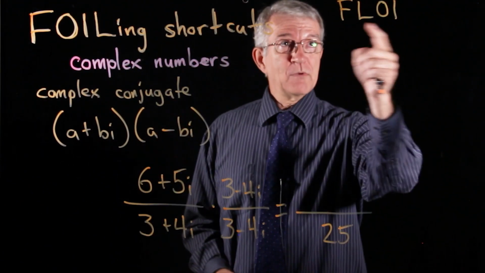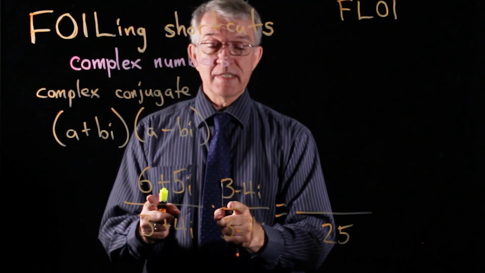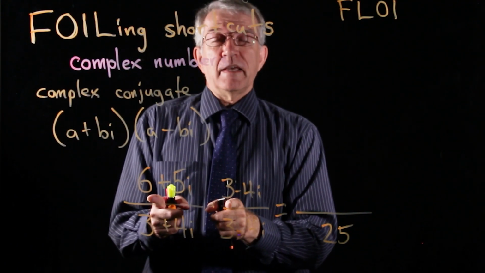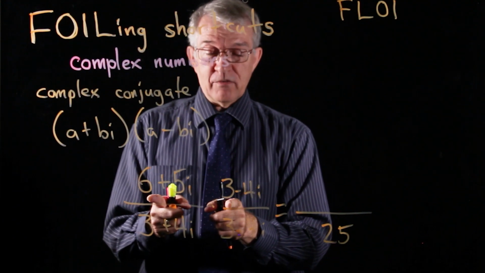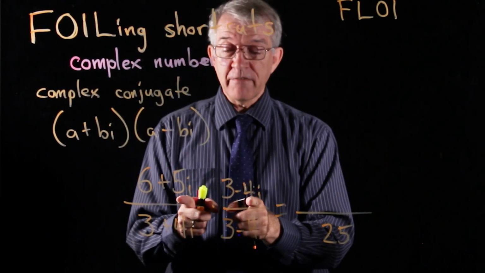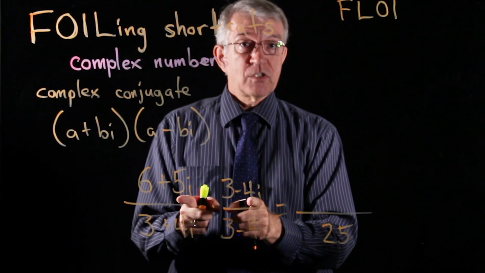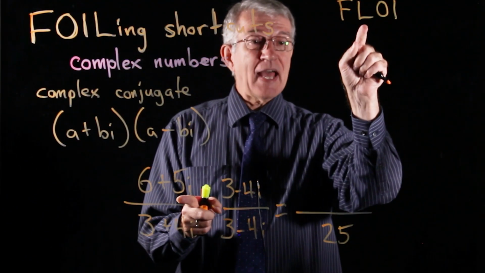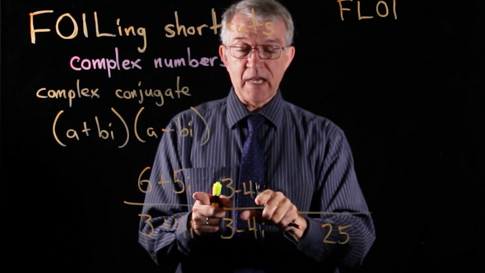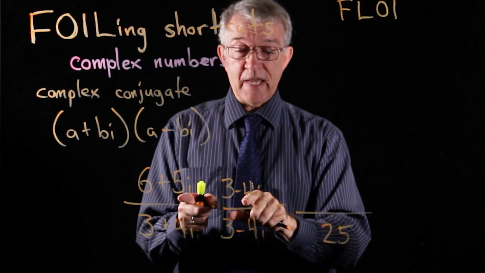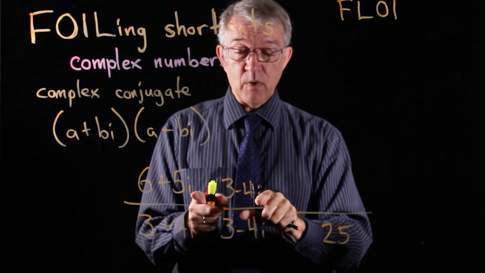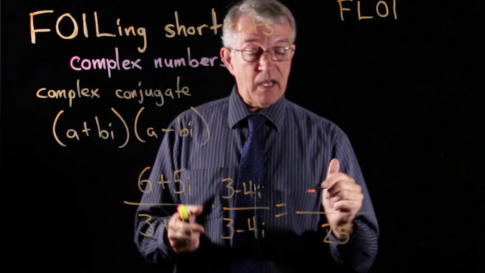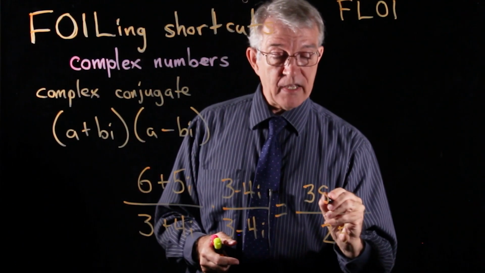Now, the top, and I'm going to FLOI it. So my first is 6 times 3. I need to say this in my mind. 18, 18, 18. Okay, I'll remember the 18. Here's a 5 times 4. That's 20. There's a negative. It's negative 20. Remember, this last term always gets flipped in sign because of the i squared. And so I had a negative 20. I'm turning it into a positive 20. I have the 18 still in my mind. 18 plus 20. I'm going to write 38.